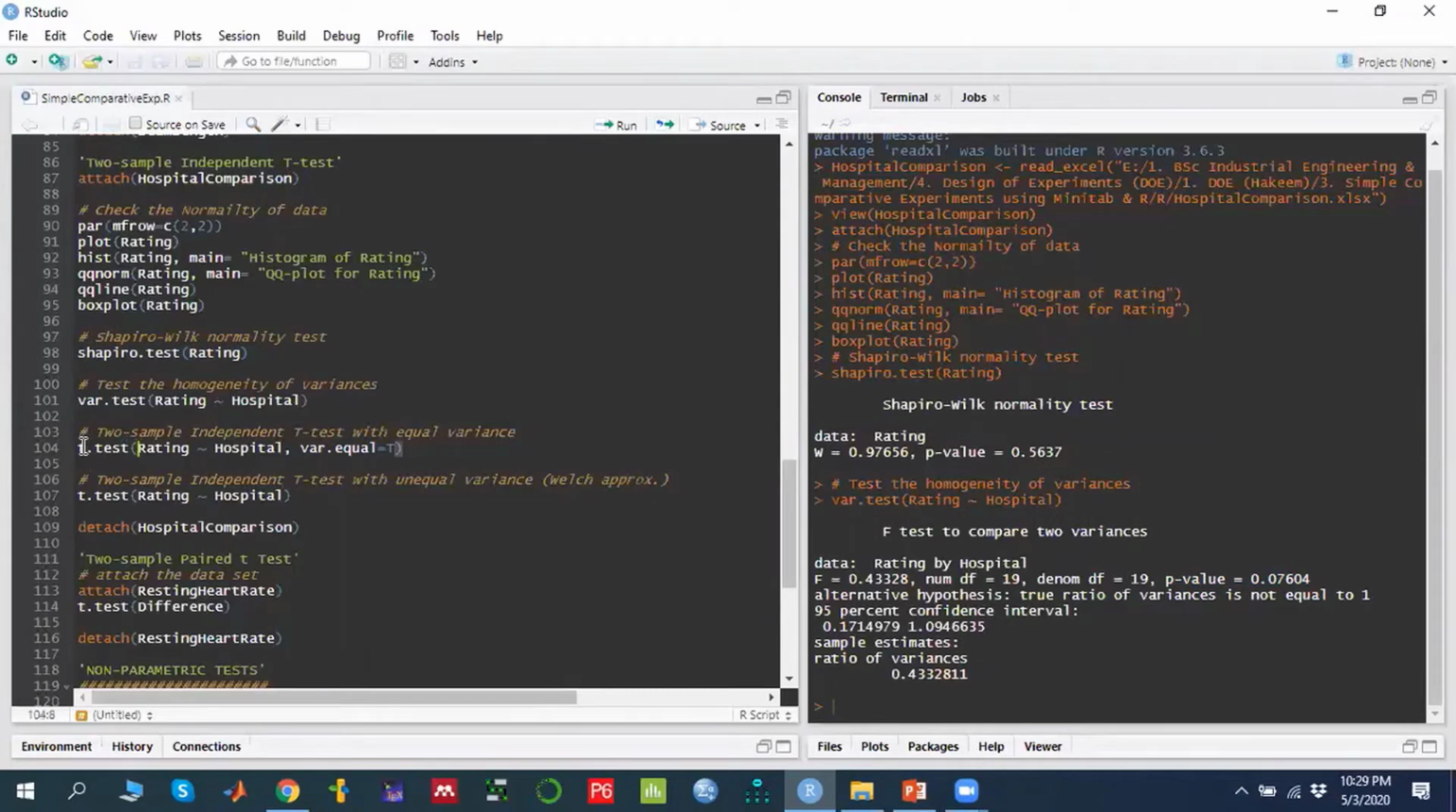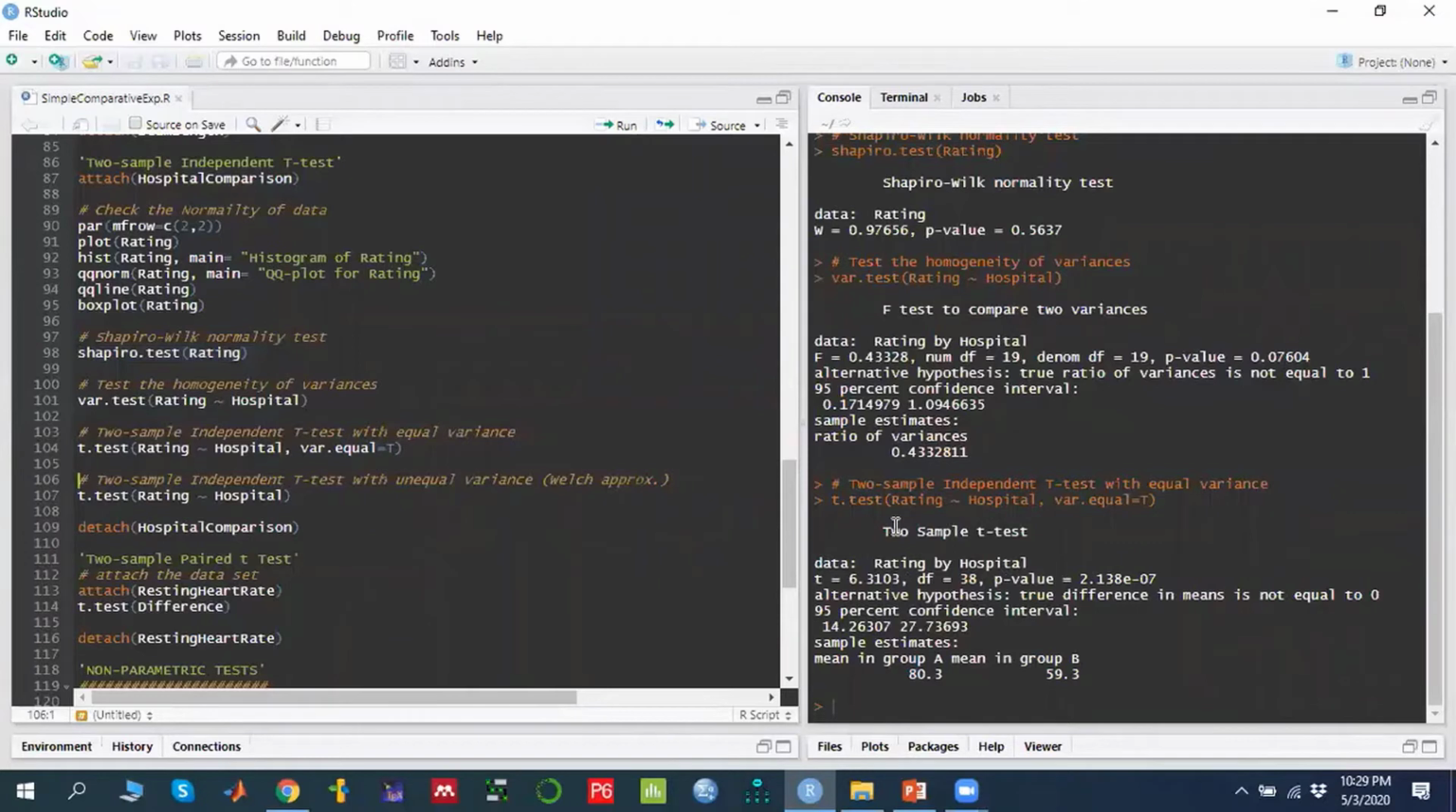In order to do that, we can use the function called t.test. Then our numerical variable, the quantitative variable, which is rating, tilde sign, and then hospital. And then we will write var.equal equals TRUE, which means assume that the variances are equal. If I run this command, we get the two sample independent t-test results, where we have the test statistic, the degrees of freedom and the p-value.